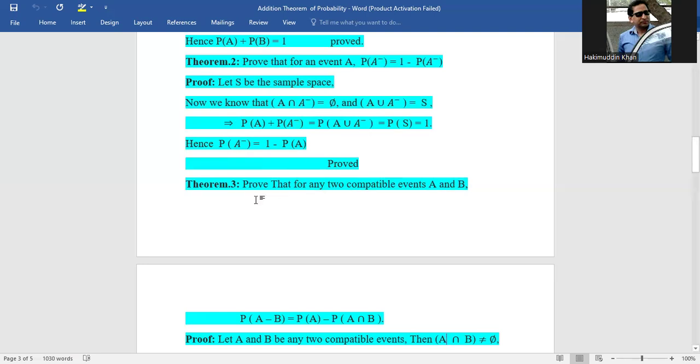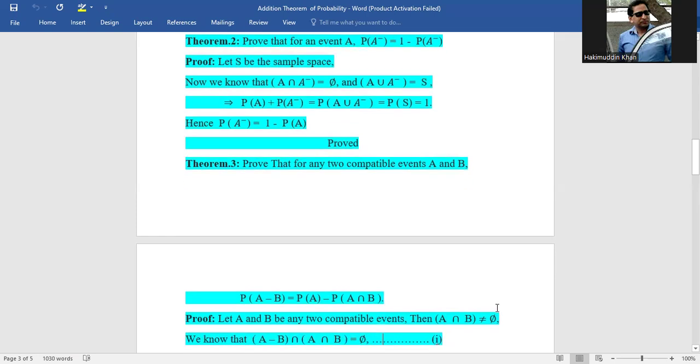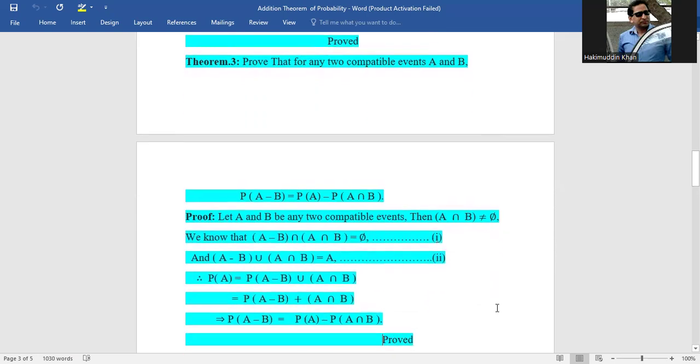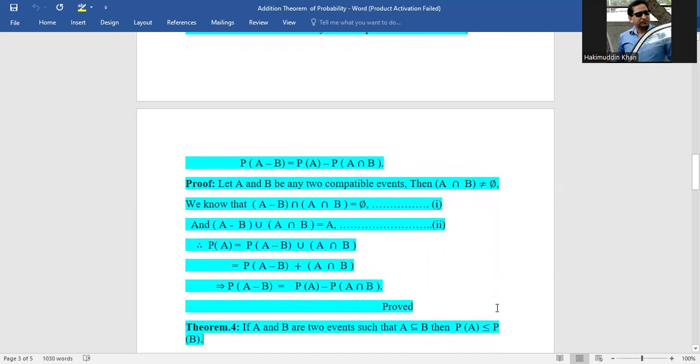Okay, now again, theorem number 3. These are small theorems that you should know about. Prove that for any two compatible events A and B, P of A minus B is equal to P of A minus P of A intersection B. The proof of this theorem is quite simple also.